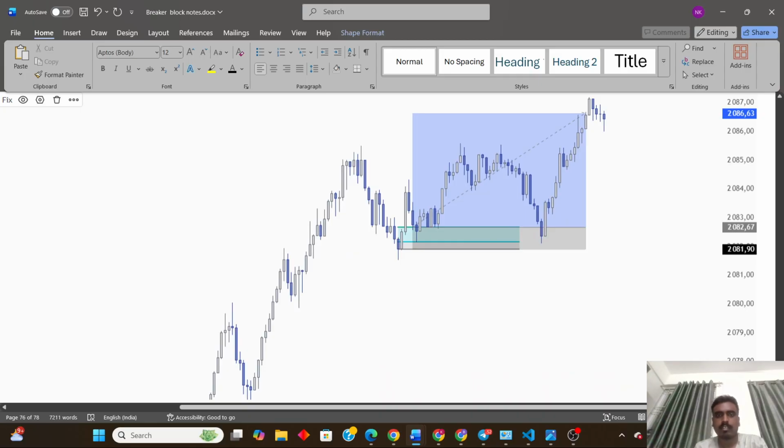And one more thing, a market structure shift. What is that? A break of a swing point in the opposite direction, and that should happen with displacement. If both happen like this, then it is a breaker block model.